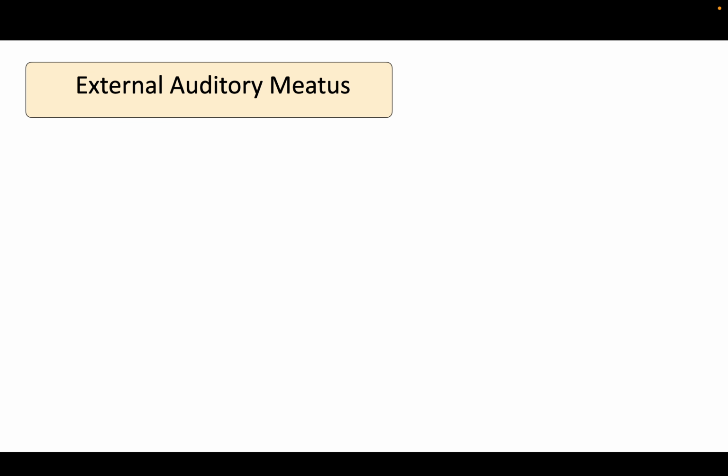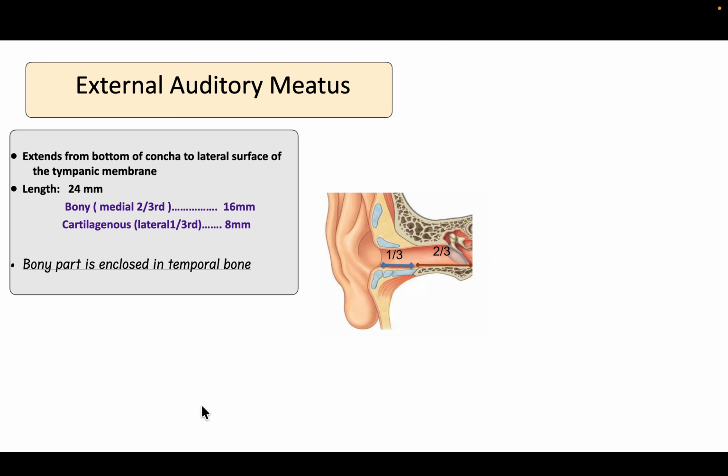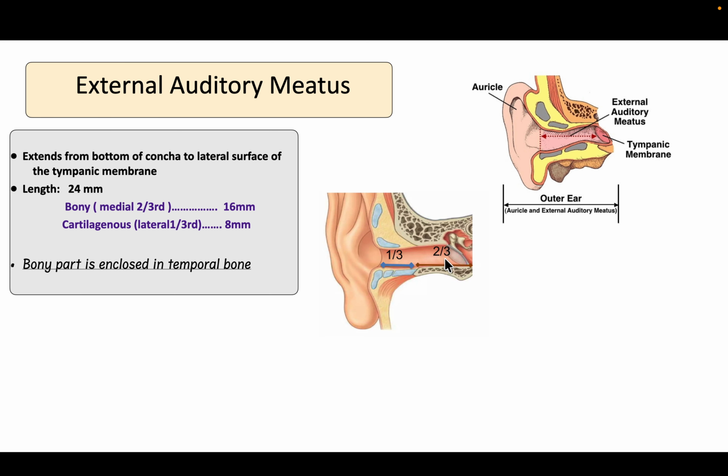Now coming to the next part of the external ear, that is the external auditory canal or meatus. It extends from the bottom of the concha, as we have discussed, to the lateral surface of the tympanic membrane. So this whole portion is given the name external auditory meatus. Its length is about 24 millimeter. Out of this, the medial 2/3 portion is bony, which is 16 millimeter, and the lateral 1/3 is cartilaginous, which is 8 millimeter. The bony part is enclosed in the temporal bone.